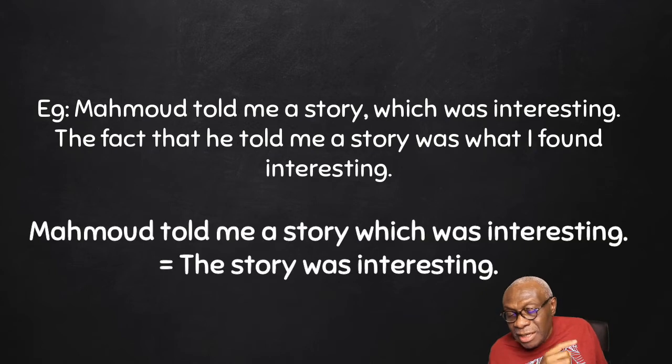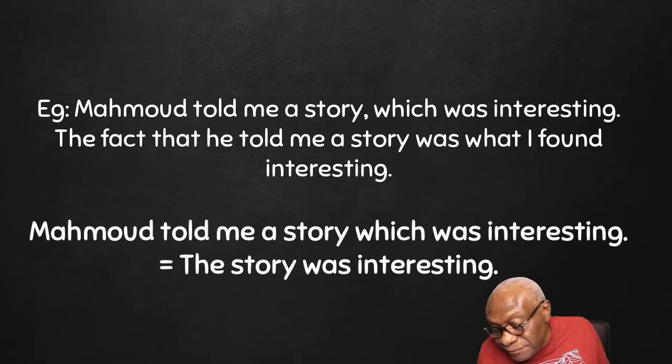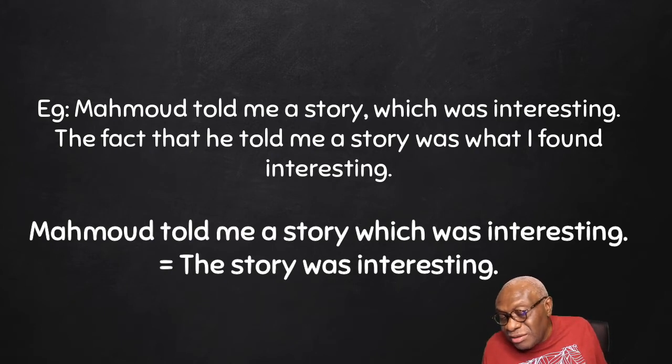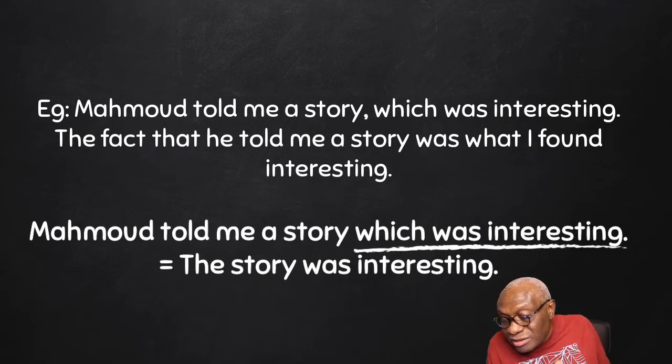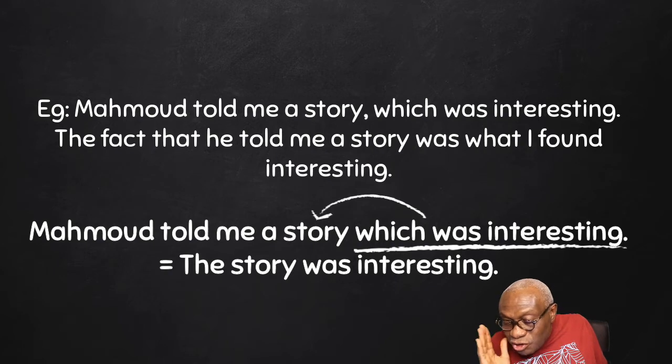Compared to this, Mahmoud told me a story which was interesting, no comma. This means that the story is what was interesting, not the idea of Mahmoud telling me a story. Now, this is because it is the story which was interesting. Now you can see that which was interesting as a group of words is acting like an adjective. So it's an adjectival group qualifying story.